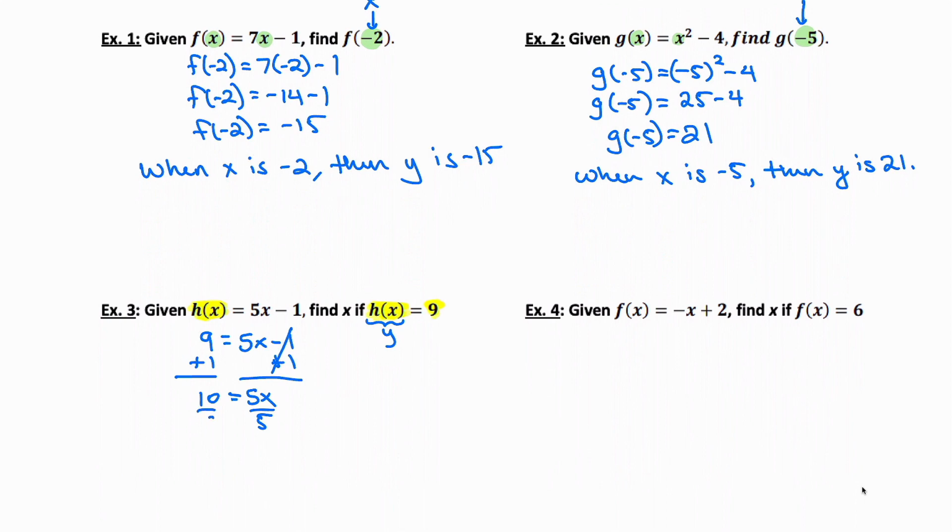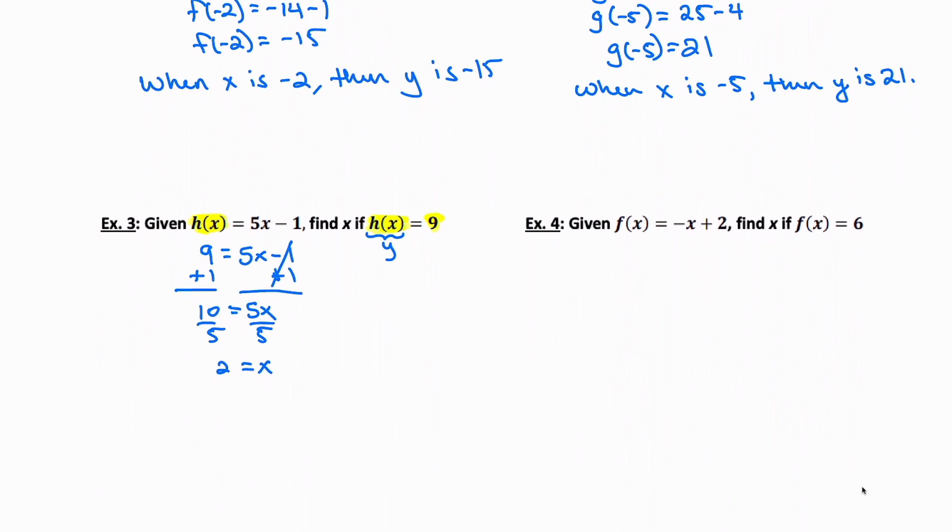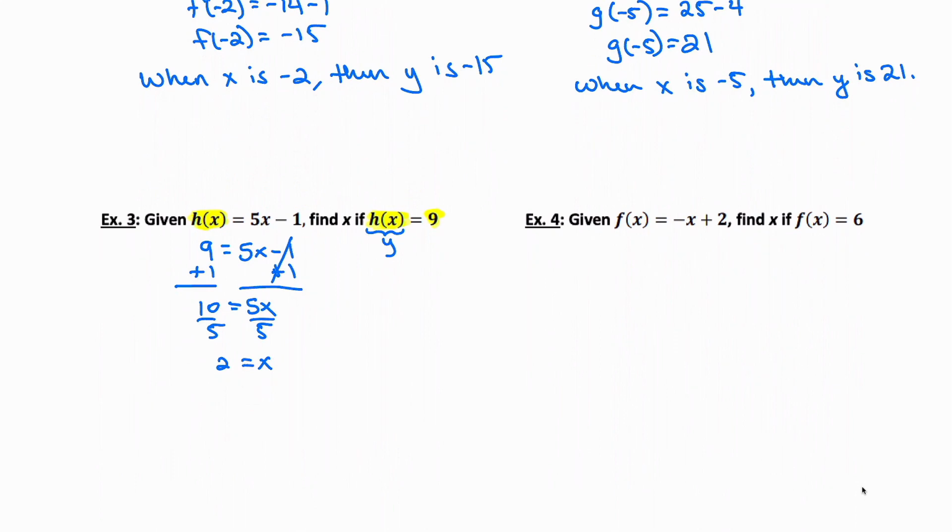Divide both sides by 5. And I get x equals 2. Again, what are they telling you? They're telling you that when x is 2, that's what we just got, then my y value is 9. It's kind of the same thing, but going backwards. When x is 2, y is 9.